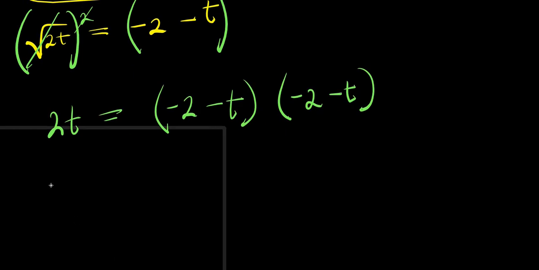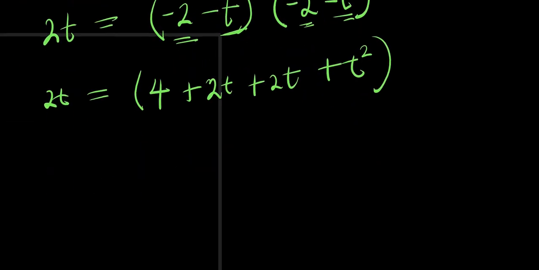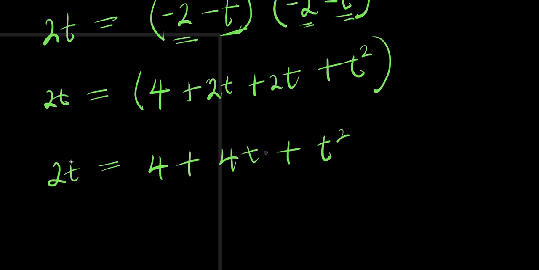So from here, I have 2t equals negative 2 times negative 2, this is 4. Negative 2 times negative t plus 2t, negative 2 times negative t plus 2t, negative t times negative t plus t squared. So from here, I'll have 2t equals 4 plus 4t plus t power 2. Move this over here.